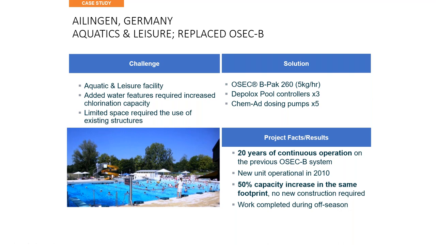This is a case study in Germany. The water park needed to increase their chlorination capacity due to added water features, and they had very limited space for the new system, and they were not willing to create new structures for it as well. So we managed to solve their problem by installing OSEC B Park 260 with Dipolox pool controllers for free chlorine measurement and Chem-8 dosing pumps as well. They were using our OSEC system previously as well, which operated for almost 20 years. The new units were installed in year 2010 and did not require a new structure.